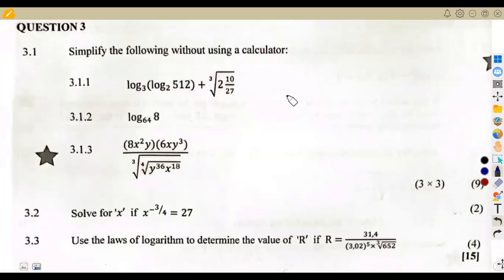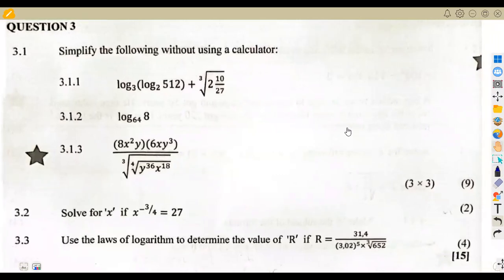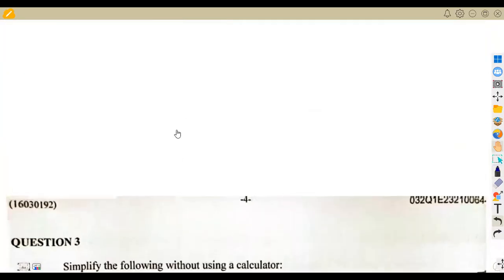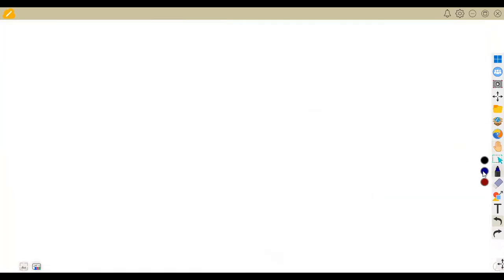Okay. So anyways, on question number 3, we were given in this part 3.1, simplify the following without using a calculator, meaning to say this part, they do not need a calculator. And if you check 3 times 3, that is each part at 3 marks. Okay, so the first part, these are logarithms. Let us just try to have our question and see.